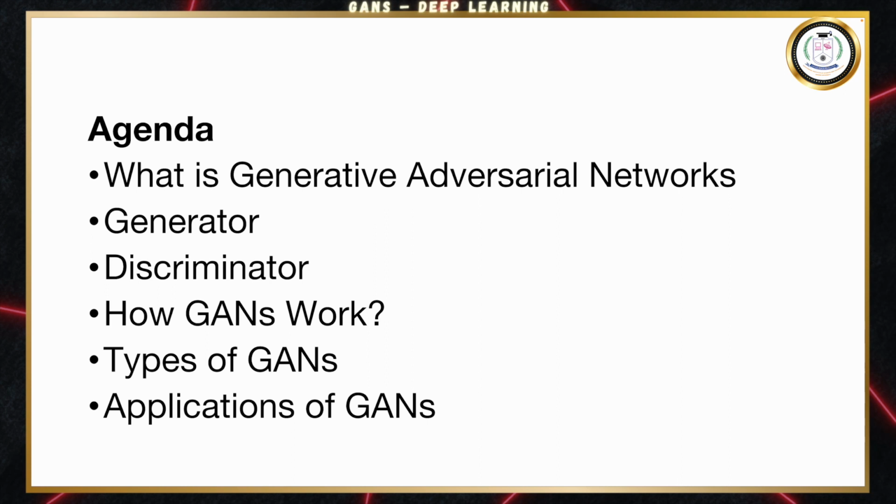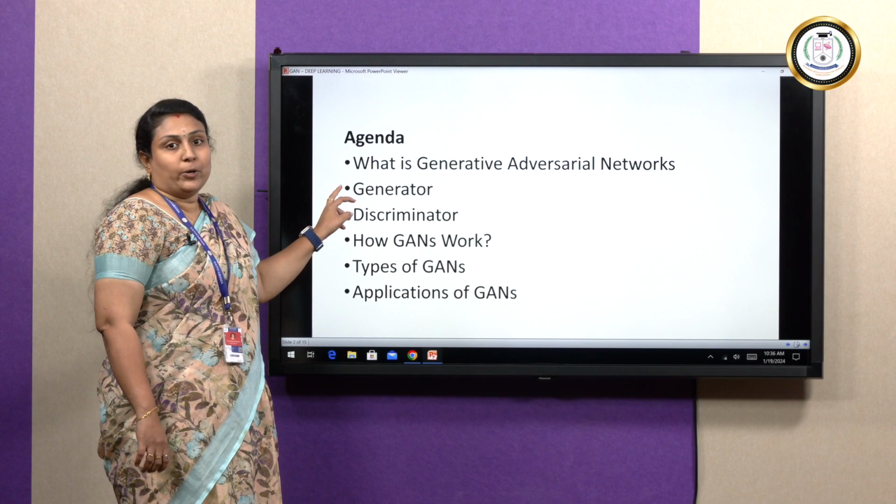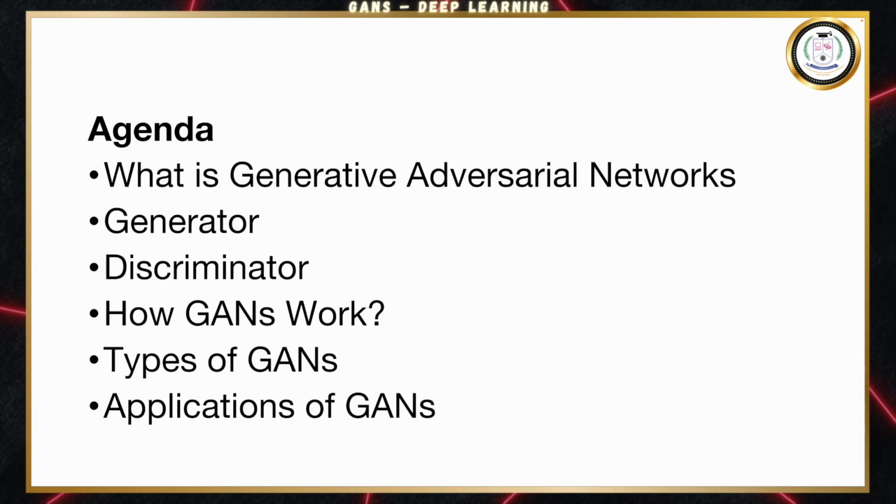So, first we are going to see the agenda of today's session. What is GAN? GAN expansion is Generative Adversarial Networks. The two main components of GAN are the generator and the discriminator. Then we are going to see how the GAN works, then types of GAN. Finally, we are going to see the applications.